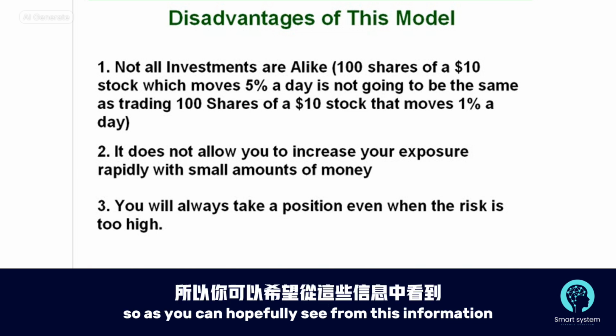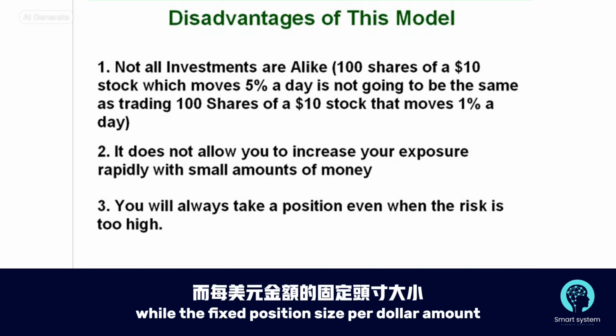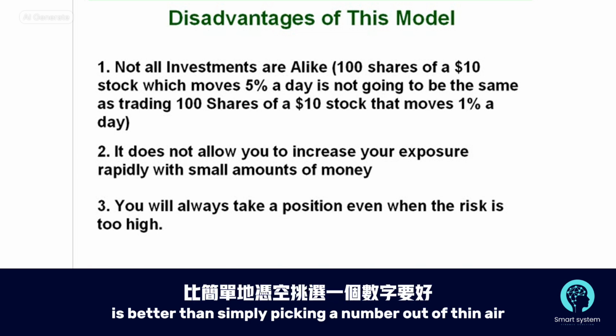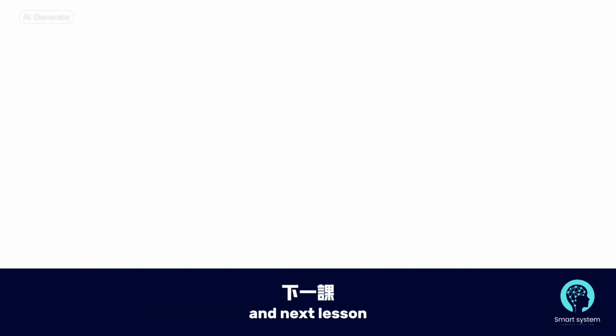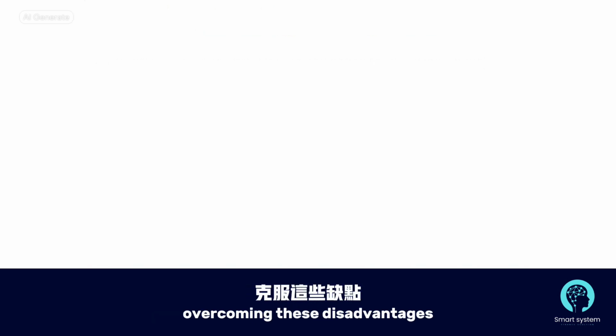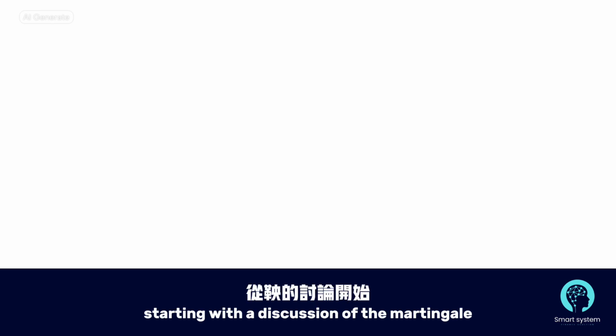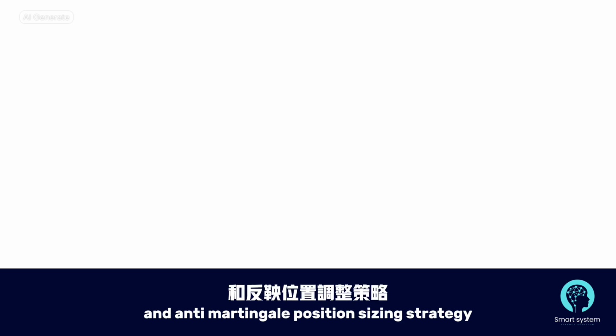So as you can hopefully see from this information, while the fixed position size per dollar amount is better than simply picking a number out of thin air, there are many disadvantages to this method. In the next lesson, we're going to begin to look at some of the different ways of overcoming these disadvantages, starting with a discussion of the martingale and anti-martingale position sizing strategy.